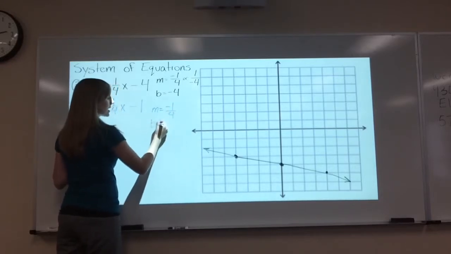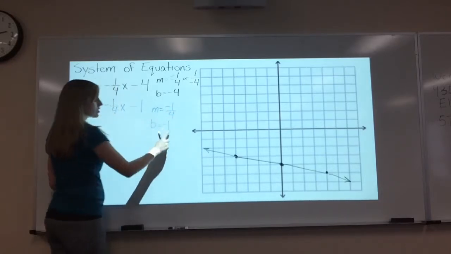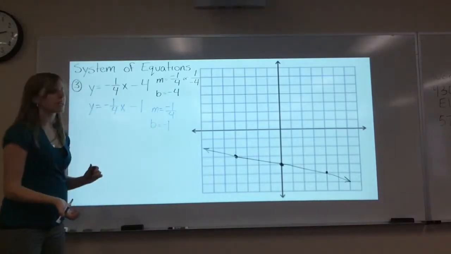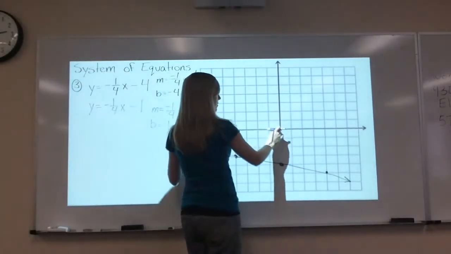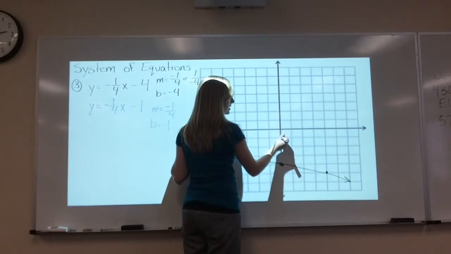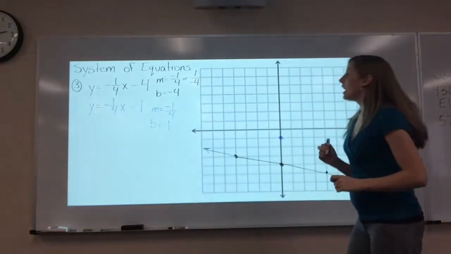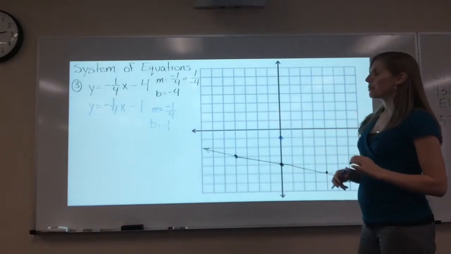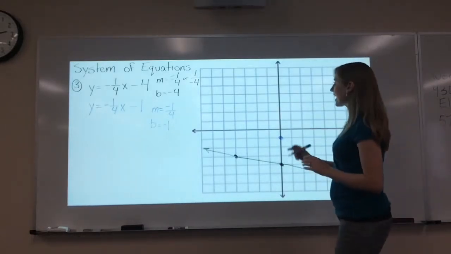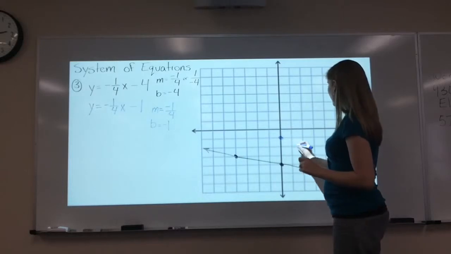For the second graph, our slope is -1 over 4. Our y-intercept is -1. So the first thing we graph is the y-intercept at -1. So I start at the origin, I go down 1 because it's -1, and I put a point. After that, I graph my slope of -1/4, which means I go down 1 to the right 4.